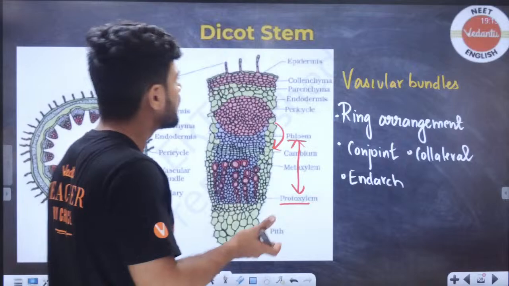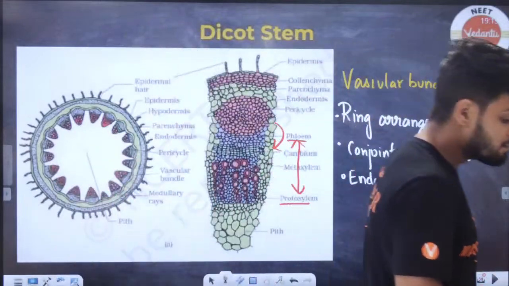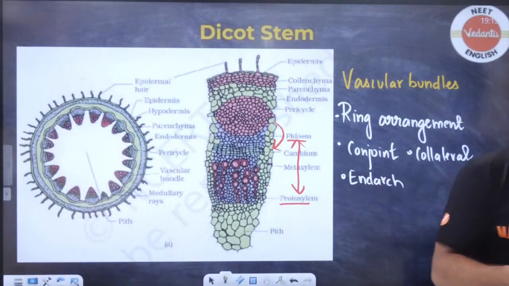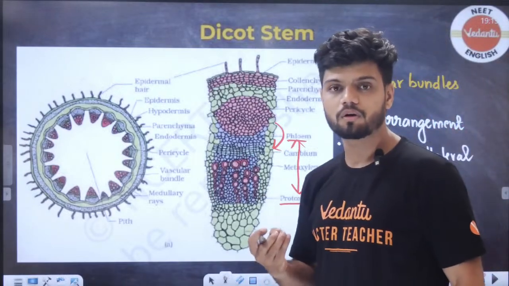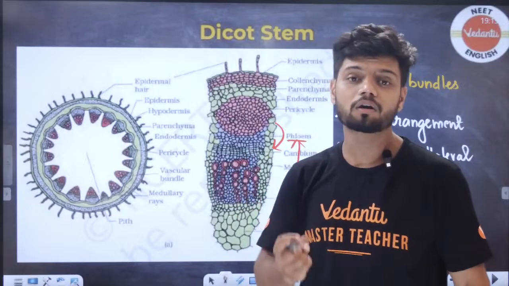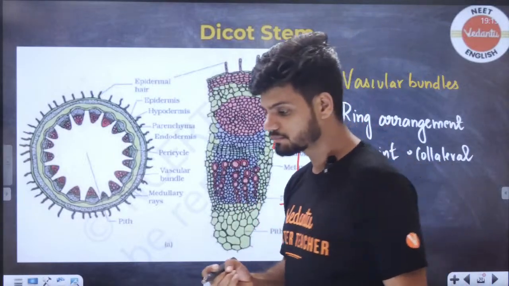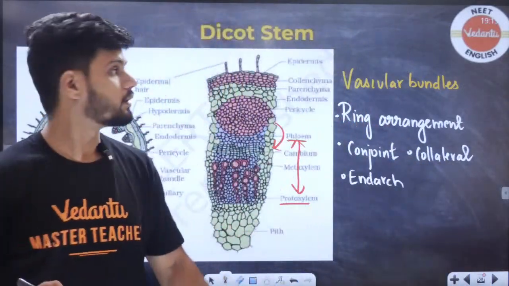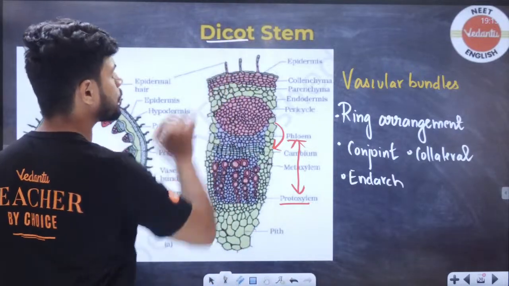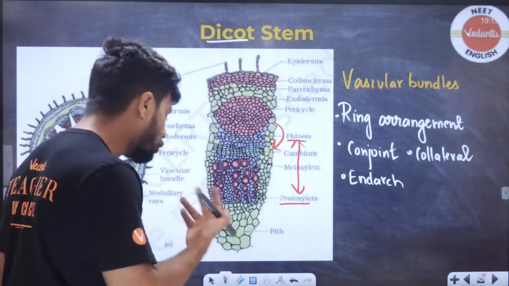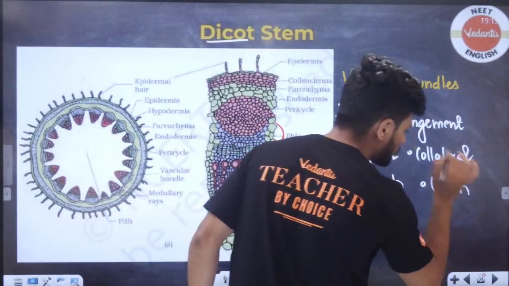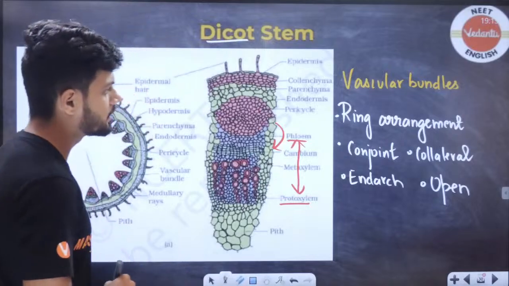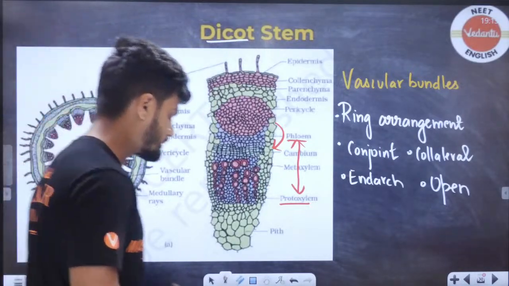Now students, tell me, it is a stem. Will it be open or closed? It is a dicot stem showing secondary growth. So can I call it an open arrangement? Open arrangement. That is your vascular bundles.